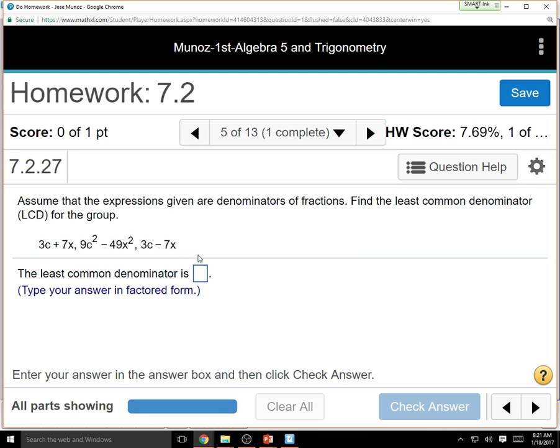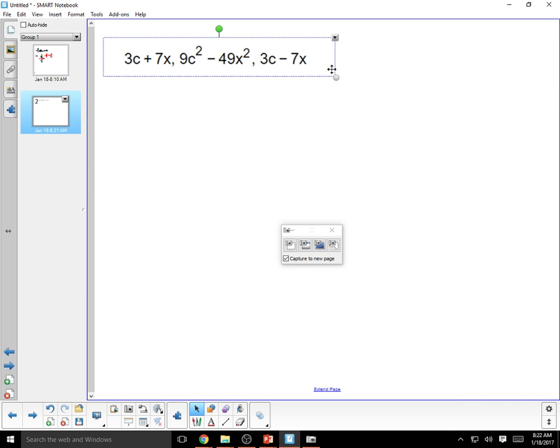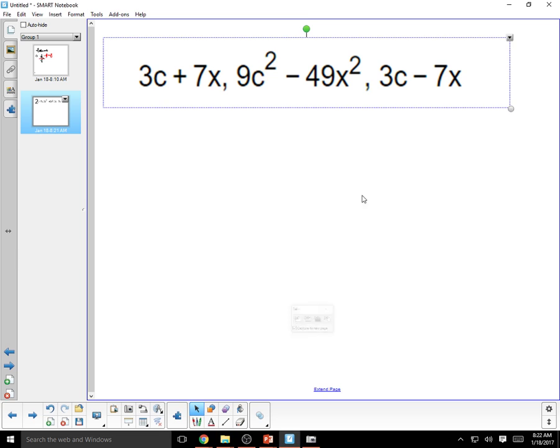Okay, we're looking for the LCD. Look at the first one. They don't have anything common, do they? So that's just what it is. Over here, is that factorable? That has a square root, doesn't it? So this first one is simply 3c plus 7x.